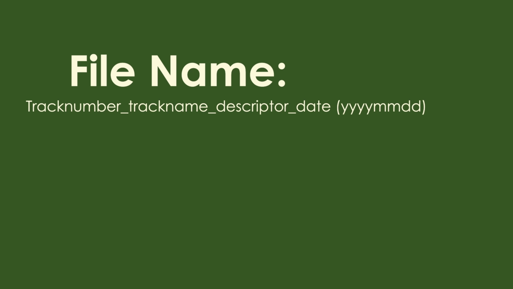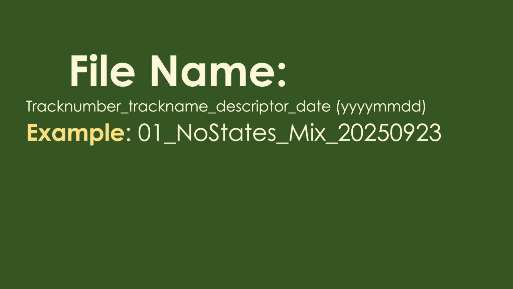And an example here I've got is track 1. The song is called No States. The descriptor is the mix down, and the date is 2025-09 for September, and the date is 23rd. Using that across all of your projects will help you to have a really well organized folder of all of your projects that you're working on. And it is especially useful if you're working on a whole album of songs. Then it will help you to distinguish between the songs themselves and the stages that you're working on them.